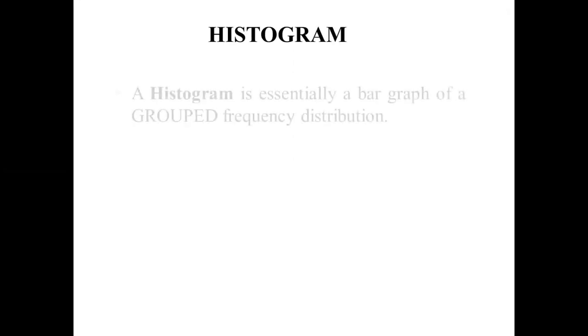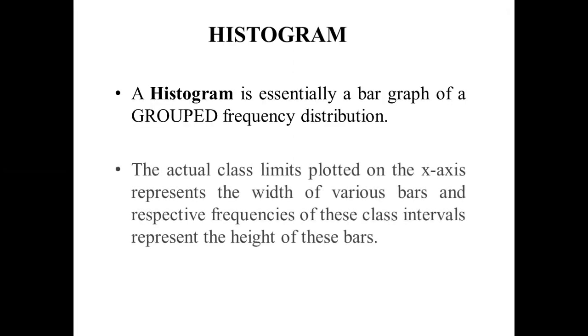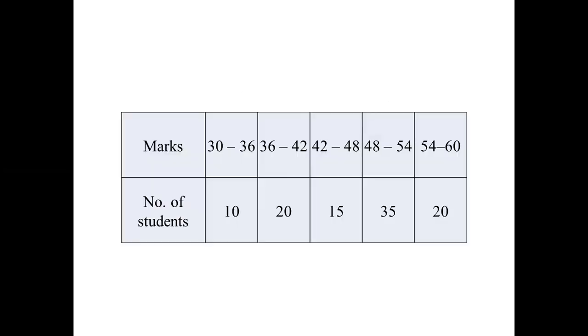So let us understand what is a histogram. We will look at a histogram with an example as well. A histogram is essentially a bar graph of a grouped frequency distribution. The actual class limits plotted on the x-axis represents the width of various bars, and respective frequencies of these class intervals represent the height of these bars. So we will see what all this means when we look at the frequency distribution table.